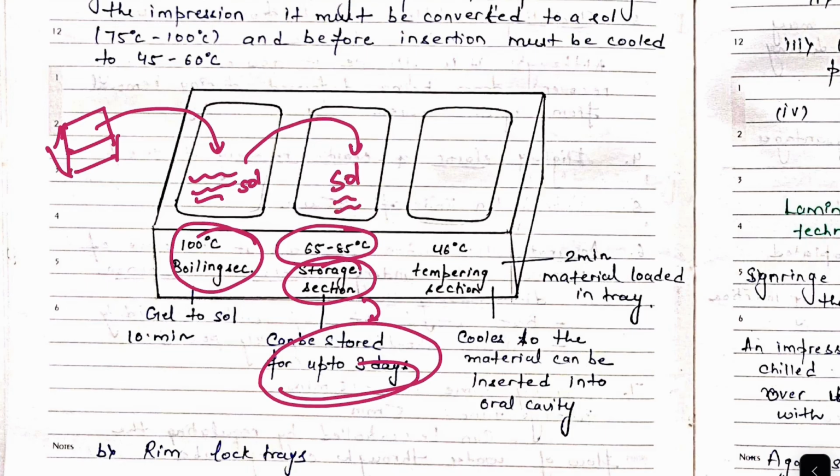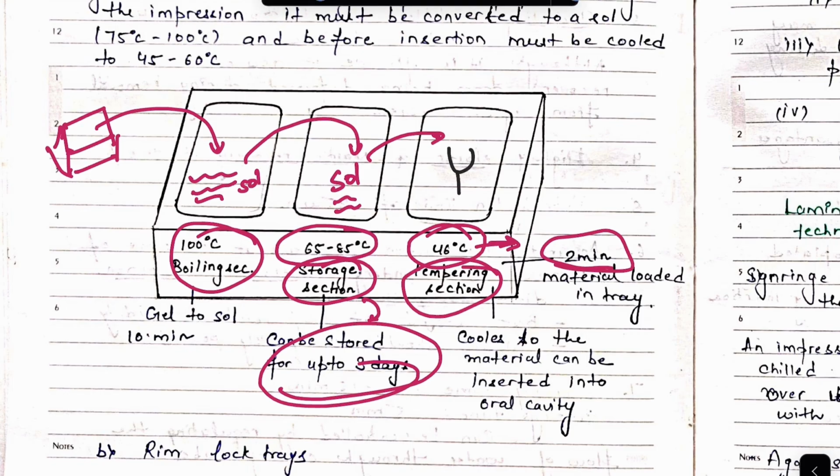Now I know that a patient has come to me, and I want to take the impression. So I will put it in the tempering section at 46 degrees for up to 2 minutes, and I will take this out in a tray. So I will have this impression tray. I will take my material out at 65 degrees and put it in this tray, load this tray with the material, and put it at 46 degrees.